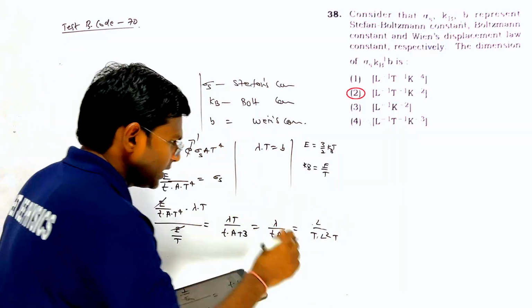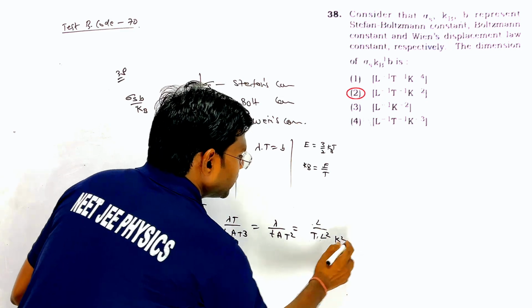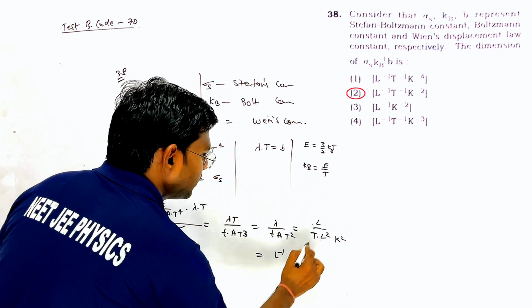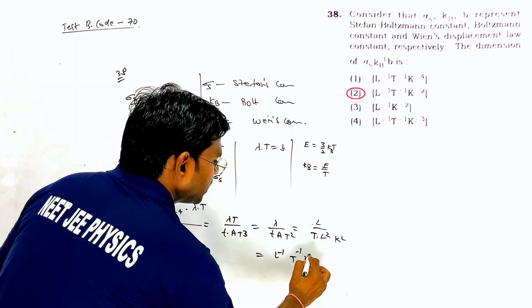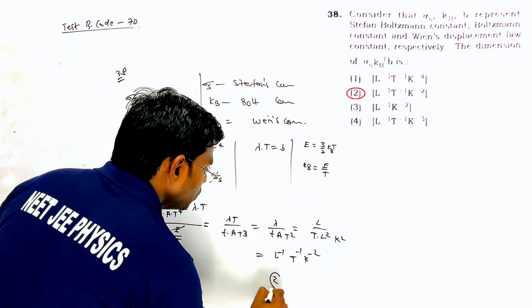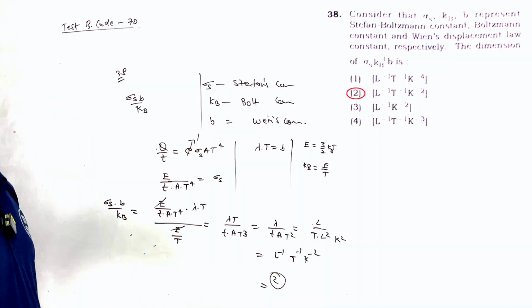Temperature is K square, you have to write. So if you simplify, L upon L square, L minus 1, T minus 1, K minus 2. So L minus 1, T minus 1, K minus 2. The second option is the correct option.